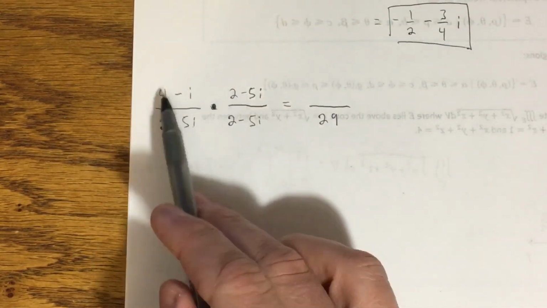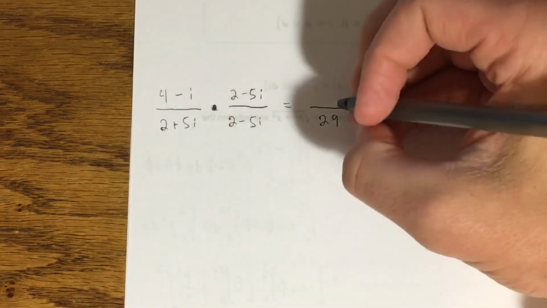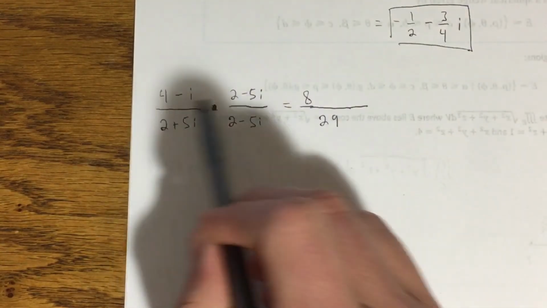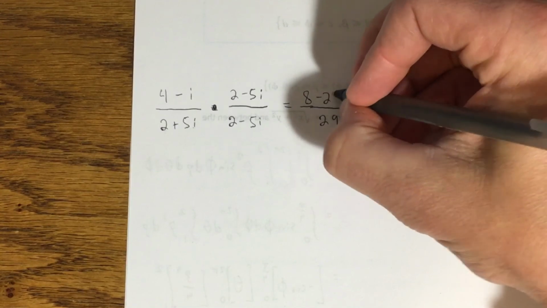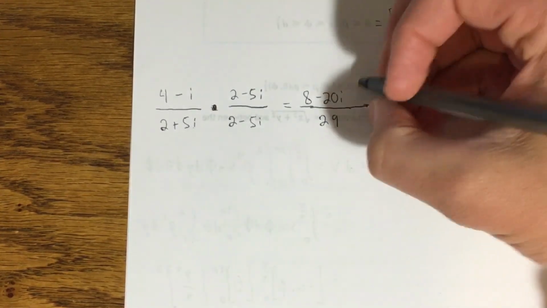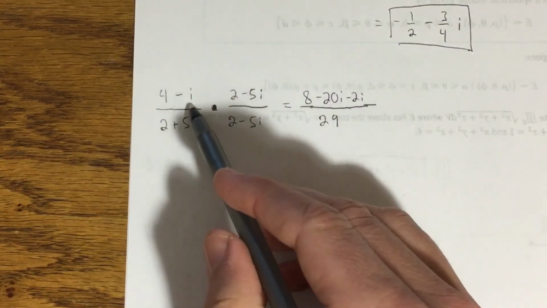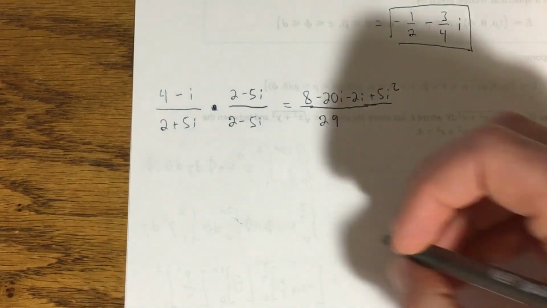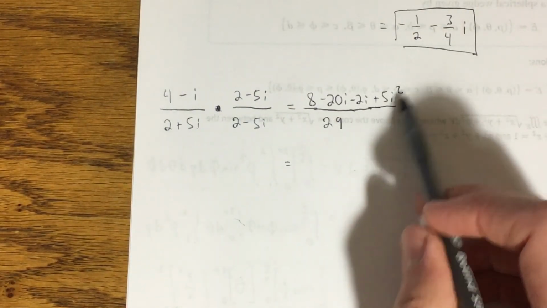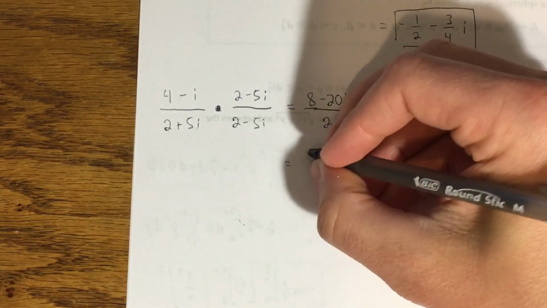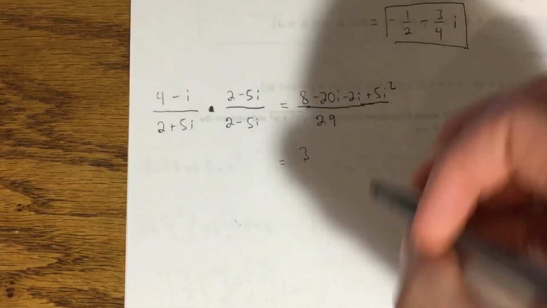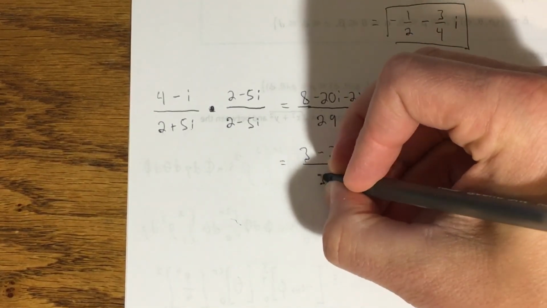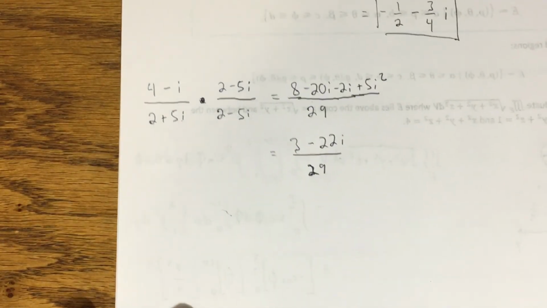In the numerator, I'm just going to FOIL that. So I'm going to get 4 times 2, which is 8. And then I'm going to get 4 times negative 5i, so that's minus 20i. Then I'm going to get a negative 2i, and then finally a negative i times a negative 5i, which is positive 5i squared. So I know that this 5i squared will become a negative 5. Adding the 8 to that gives me a 3. I have negative 20i minus 2i. This will become negative 22i over 29. It's a little bit sloppy, sorry about that.